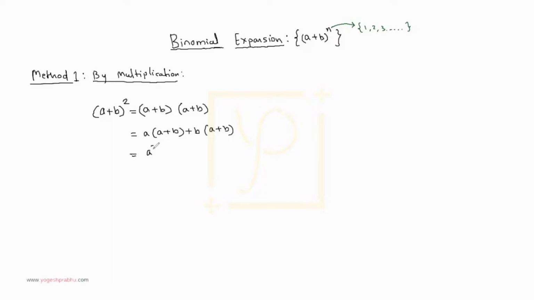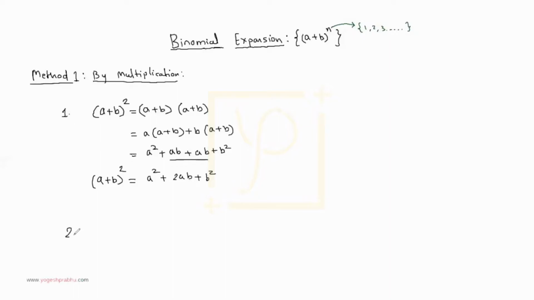If you multiply, I'm sure you know this answer already, but I'm just solving this. a into a is a squared, plus a into b is ab, plus b into a is also ab, and b into b is b squared. And then you'll always add the two ab's. ab and ab is 2ab, and the answer is a squared plus 2ab plus b squared. This is a standard formula in algebra: if you have (a + b) the whole squared, then you can write it as a squared plus 2ab plus b squared. This was the first method, where I did multiplication. I just multiplied two terms.